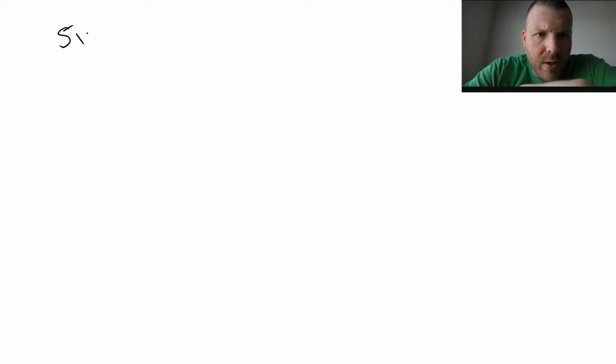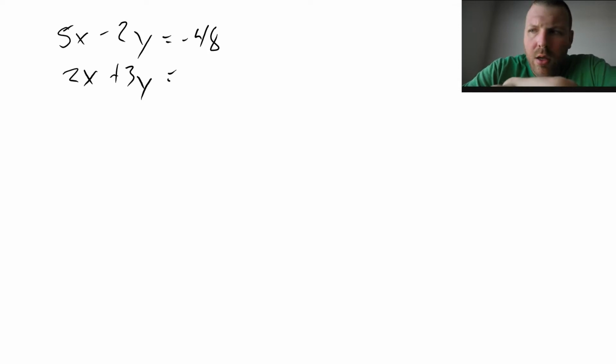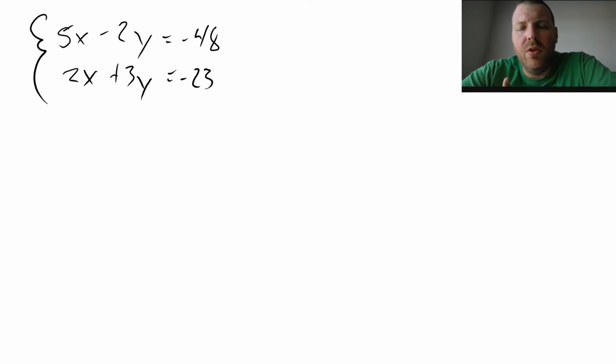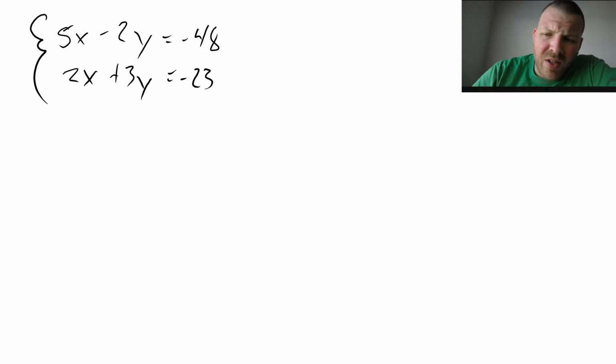Let's do 5x minus 2y equals negative 48. And let's do 2x plus 3y equals negative 23. So here's the issue. The issue that we have here is that we can't eliminate anything because my x's are not the same, they're not opposites, my y's are not the same, and they're not opposites. So here's my suggestion. My suggestion is we should just make our x's opposites, okay?